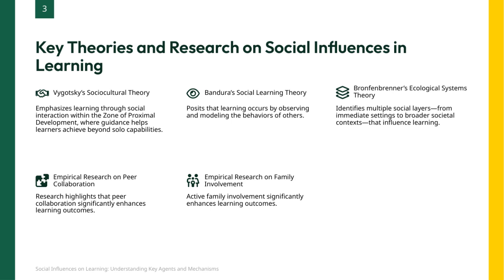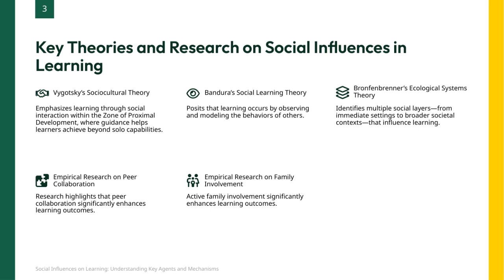Next, Bandura's social learning theory focuses on learning through observation. According to Bandura, we learn a lot by watching and modeling the behaviors of those around us, which means that role models and social environments are crucial. Moving on, Bronfenbrenner's ecological systems theory reminds us that learning is influenced by multiple layers of social context.